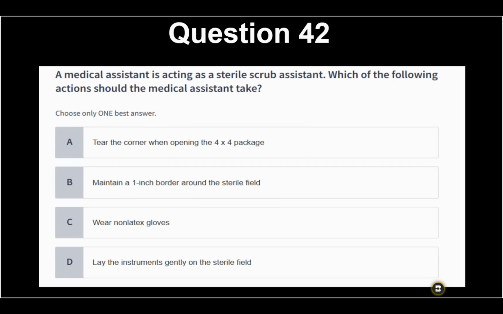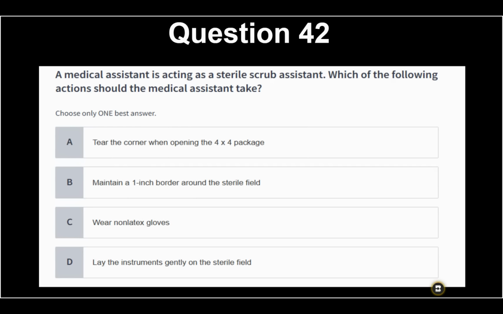If you said B, to maintain a 1-inch border around the sterile field, you are correct. When acting as a sterile scrub assistant, the medical assistant must maintain that 1-inch border around the sterile field to ensure that the sterile area is not contaminated. The 1-inch border is considered non-sterile, so anything outside of this boundary can be touched without compromising the sterile environment.